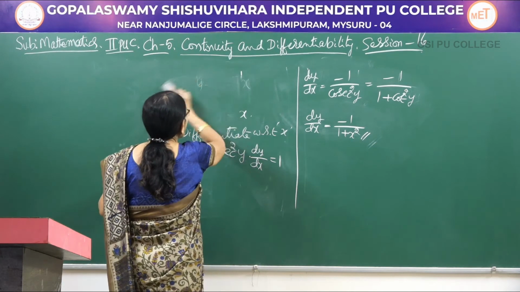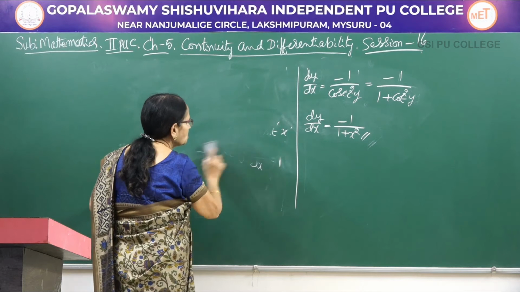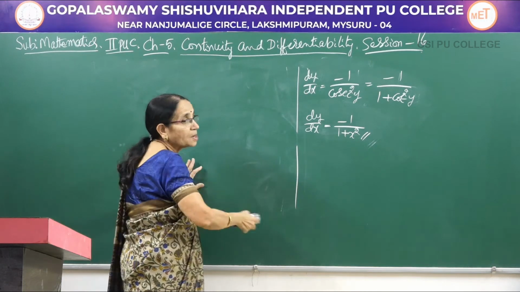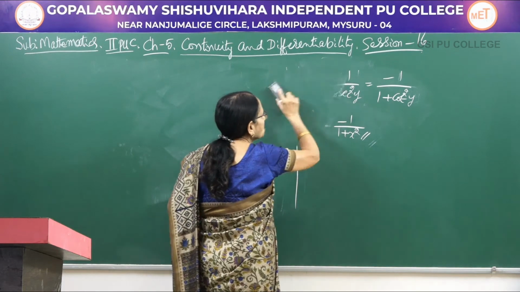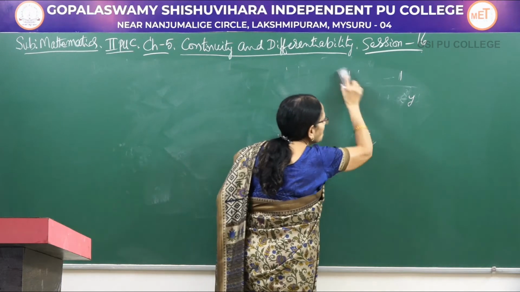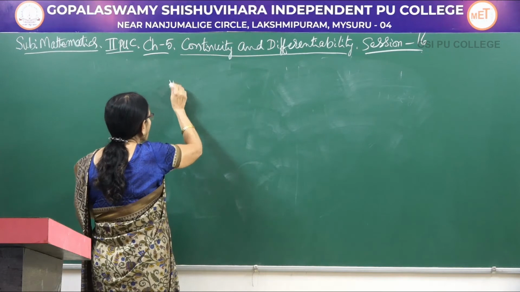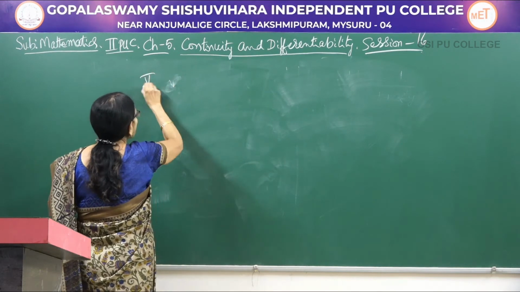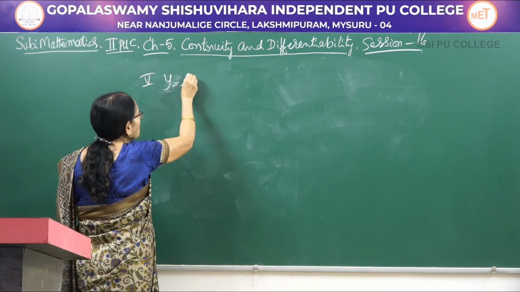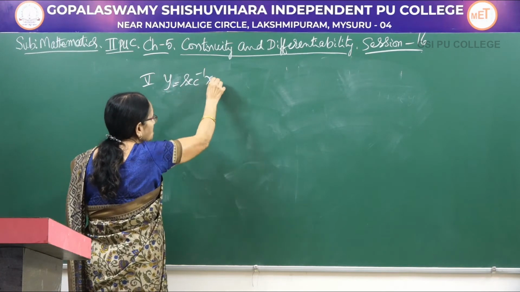Now, so the sine inverse and cos inverse have the same term, only the sign is different. Tan inverse and cot inverse x have the same derivative, only the sign is different. Now let me take up the next one, that is y is equal to secant inverse x.